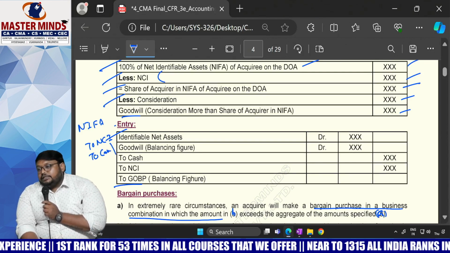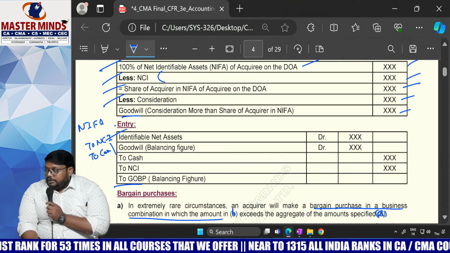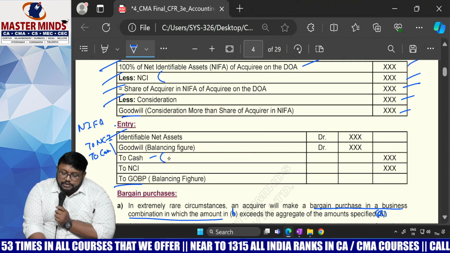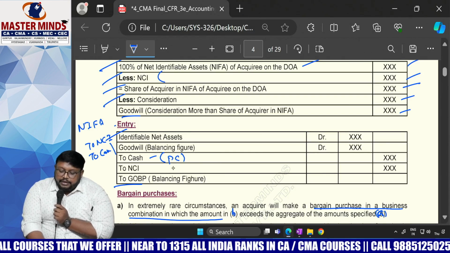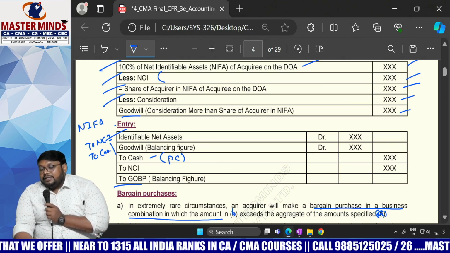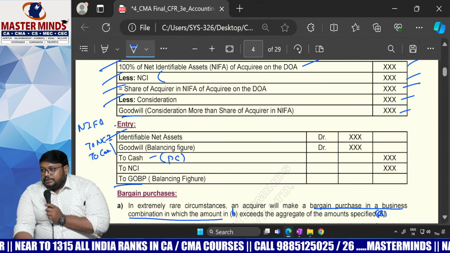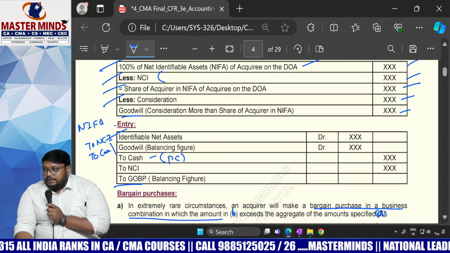Or if the consideration is paid in the form of equity shares, equity share capital, or debentures, whatever it might be. Here they have taken cash. So this is the purchase consideration paid. We are creating NCI also, and we are crediting NCI here. I told you, NCI we will show as a separate line item under equity. It has a credit balance.